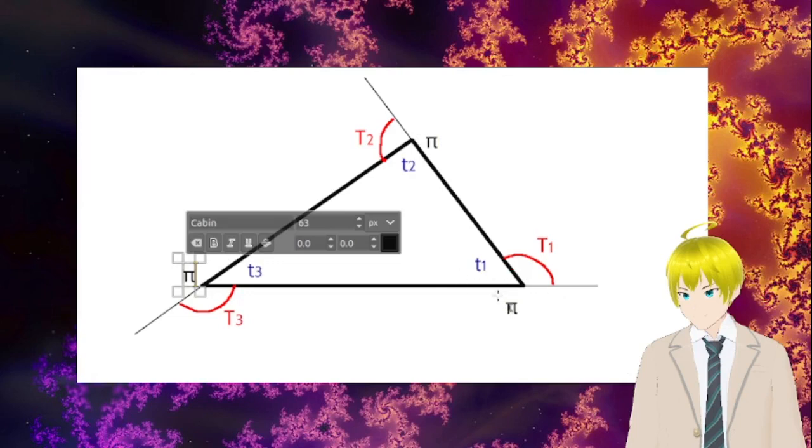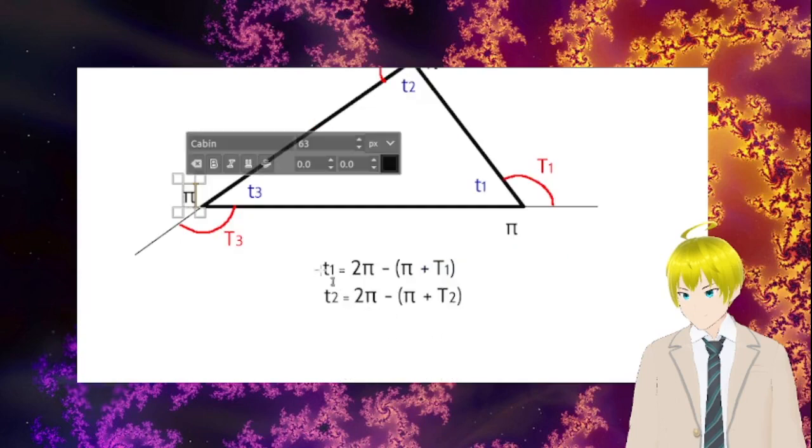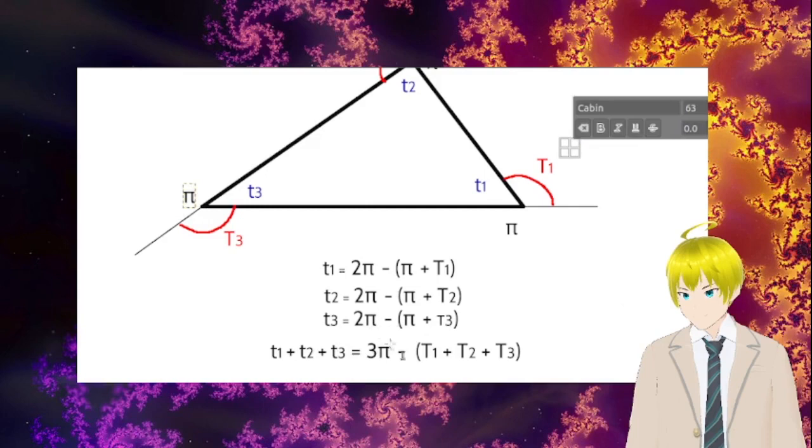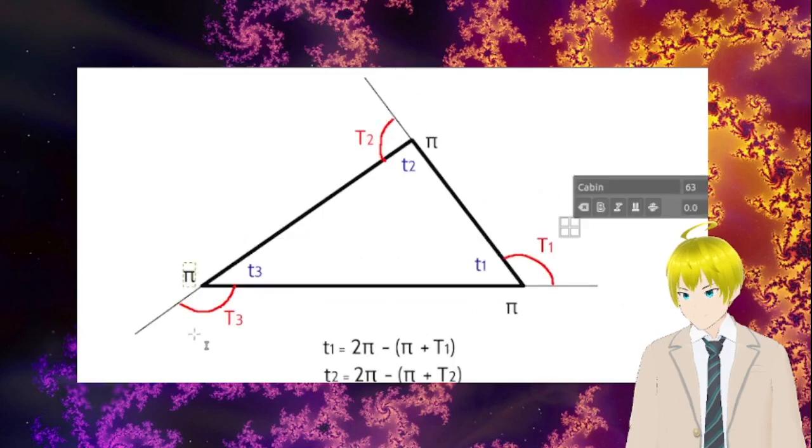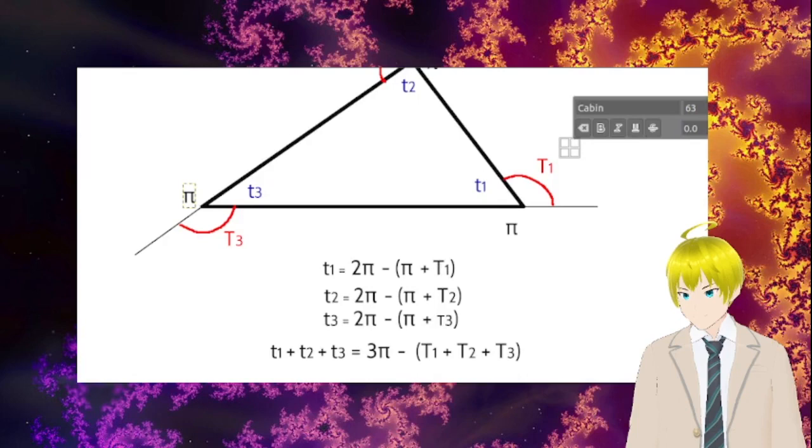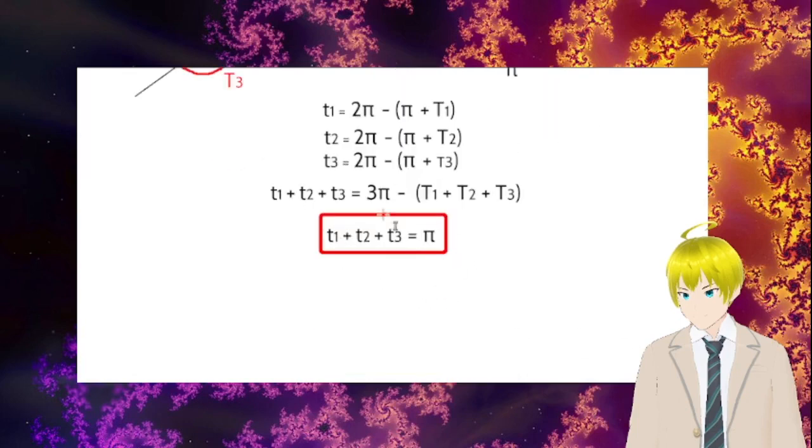Now, these internal angles here will be a full circle minus the outside. So it's going to be 2 pi minus pi plus T1. And same for the next one. And same for the next one. You can sum these all up, and you get the sum of the internal angles equals 3 pi minus T1 plus T2 plus T3, which is 2 pi. So the sum of the internal angles of a triangle is pi.